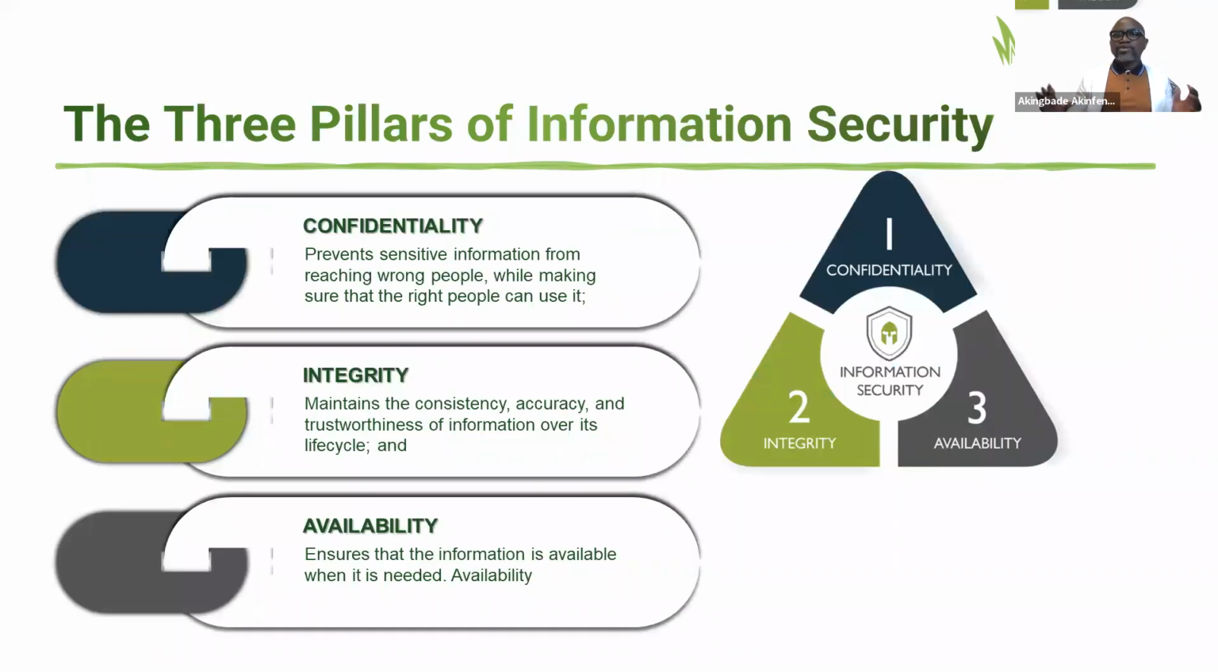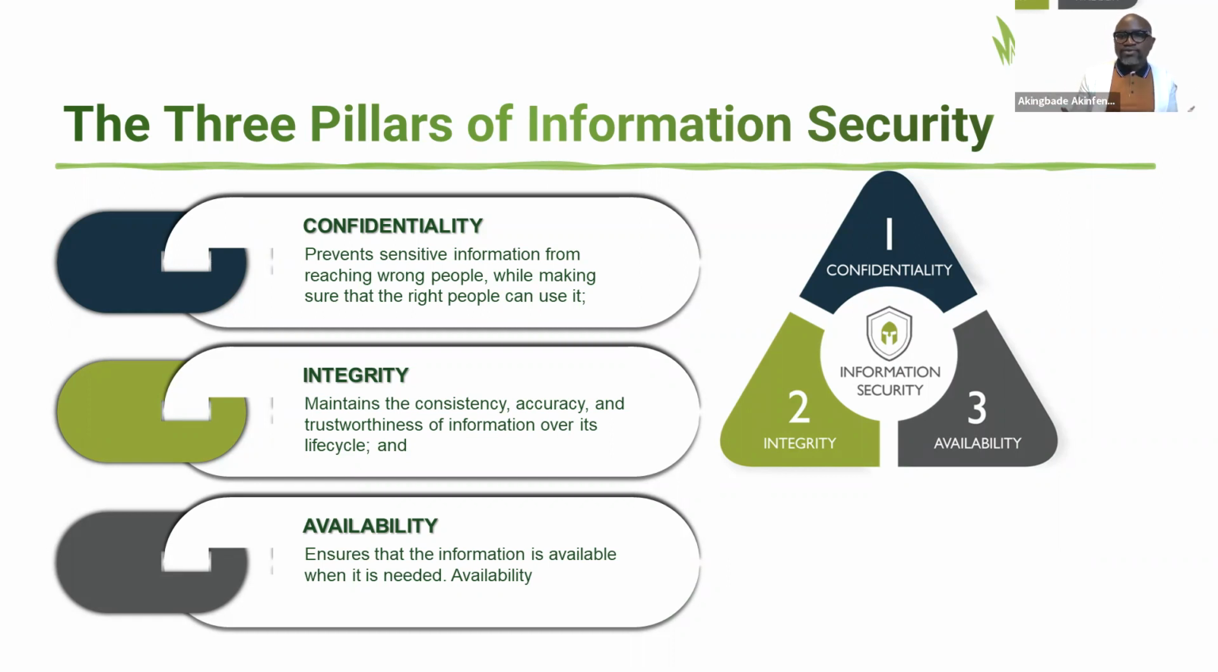Some 3 pillars of information security we are already familiar with most of the time: confidentiality, integrity, and availability. Confidentiality goes specific into how do we ensure all our sensitive information is not reaching the wrong people and making sure that the right people are the only ones that can use it. To ensure the confidentiality is there.